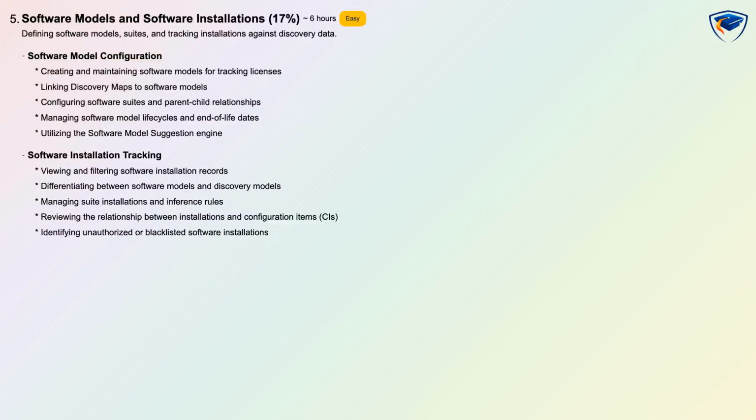Software models and software installations, weight 17%, is easier and estimated at 6 hours with conceptual and scenario-based tasks. You will learn to create and maintain software models, link discovery maps to models, and configure suites and parent-child relationships to track licensing accurately. The syllabus includes using the software model suggestion engine, managing model life cycles and end-of-life dates, and tracking installations against discovery data to differentiate software models from discovery models.